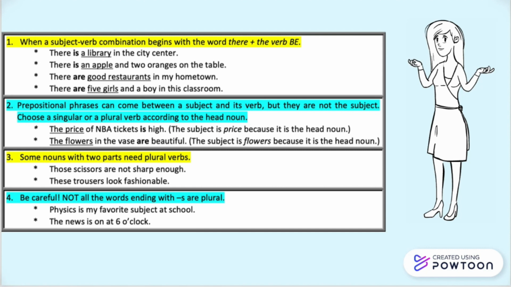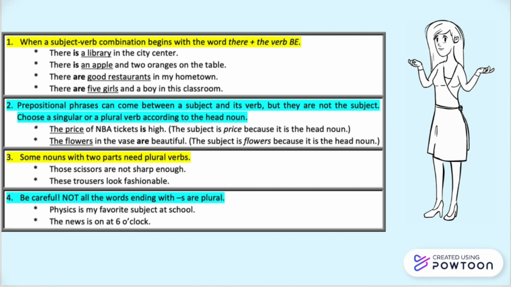The second important point is that prepositional phrases can come between a subject and its verb, but they are not the subject. Choose a singular or a plural verb according to the head noun. For example, the price of NBA tickets is high. Here in this sentence, the subject is price because it is the head noun. And look at the second one. The flowers in the vase are beautiful. The subject is flowers because it is the head noun.